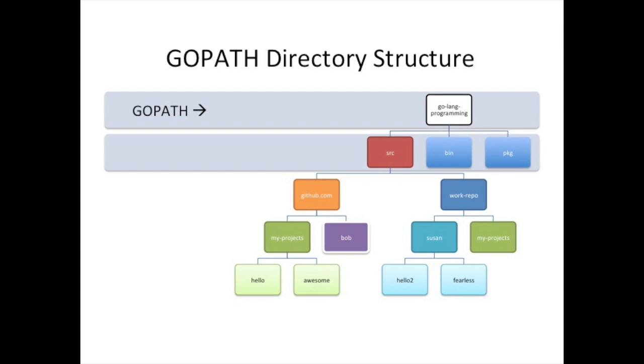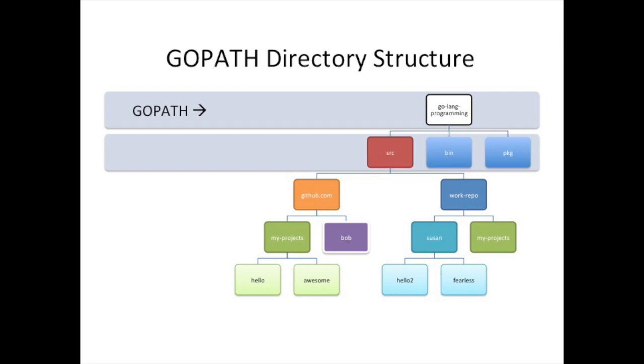Or if they're packages that you can just reuse, then they go into the package directory. So the bin and package directories represent different types of binaries. Bin is where you have executable programs that just run, and then the package directory represents packages that get compiled and installed that you can reuse.